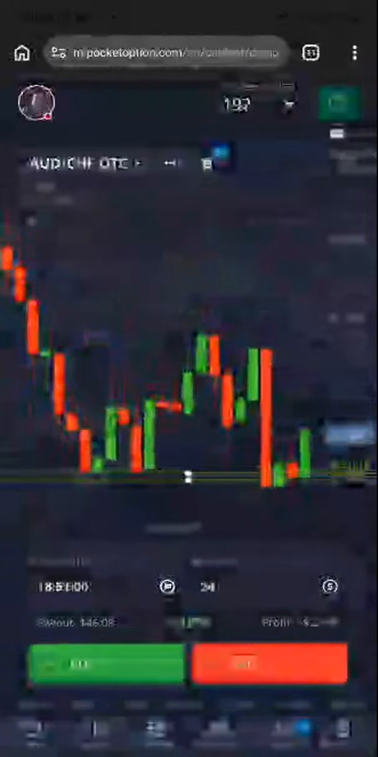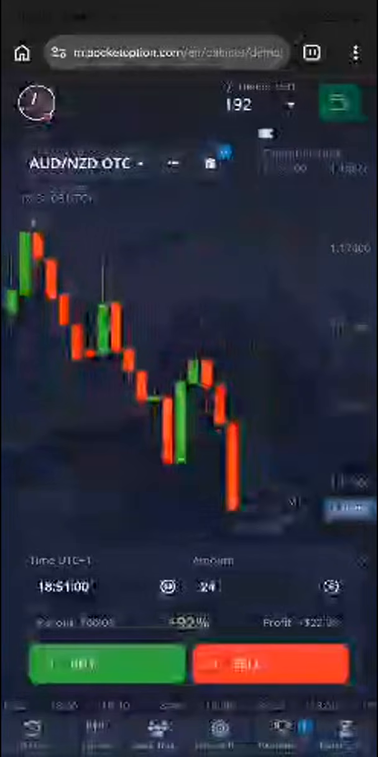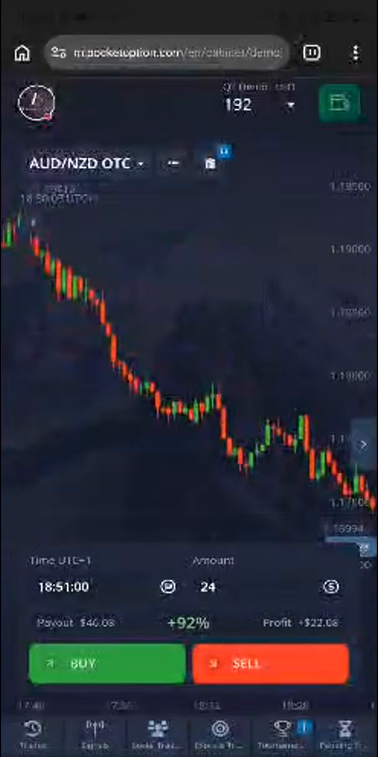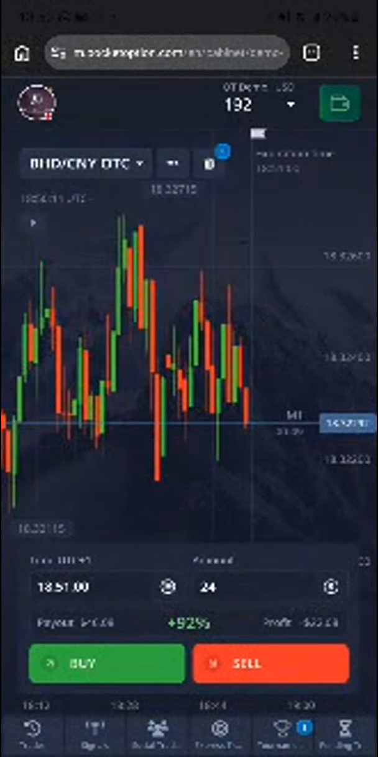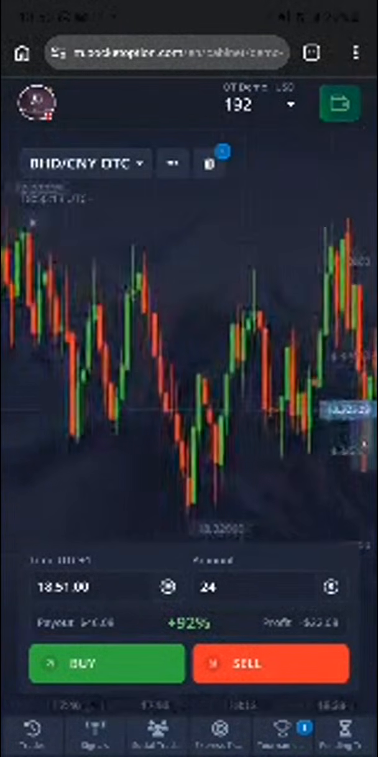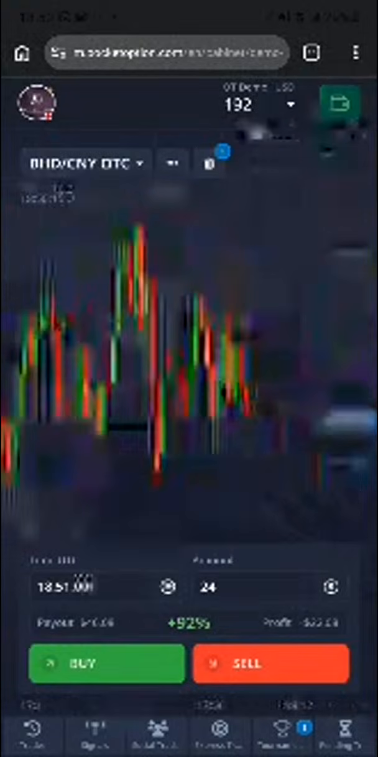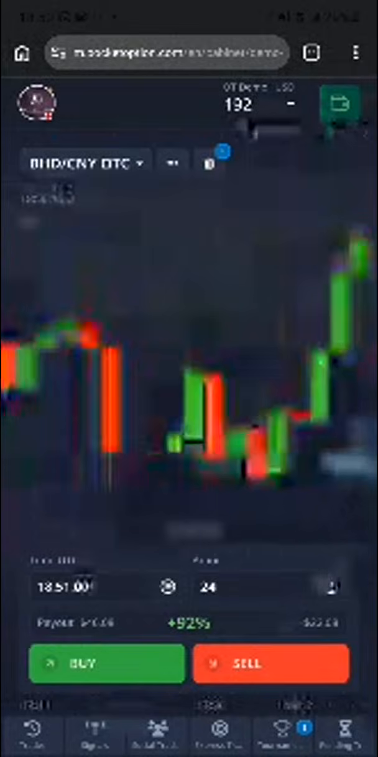Okay. Let's check the rest of these markets. Now you can see we have this crazy downtrend. This market is a ranging market. I think this is that market that we took that doji trade, if you remember, from the tournament. Look at this.